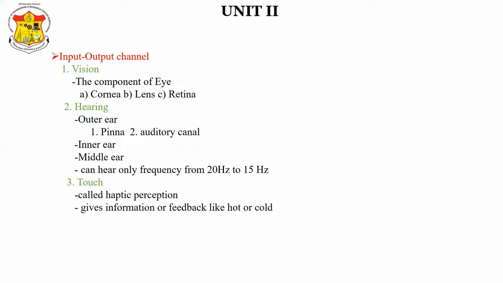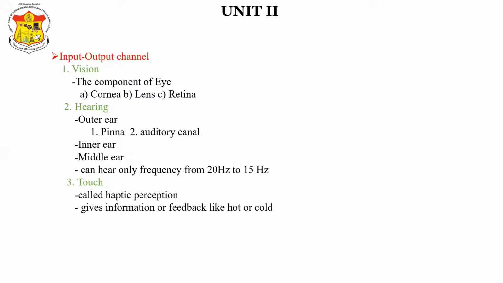The second input-output channel is hearing. Human hearing starts with vibrations, or we can say sound waves. The ear receives these vibrations and transmits them to the auditory nerves. The ear has three sections: outer ear, middle ear, and inner ear. The outer ear is the visible part of the ear. It has two parts: the pinna and the auditory canal.